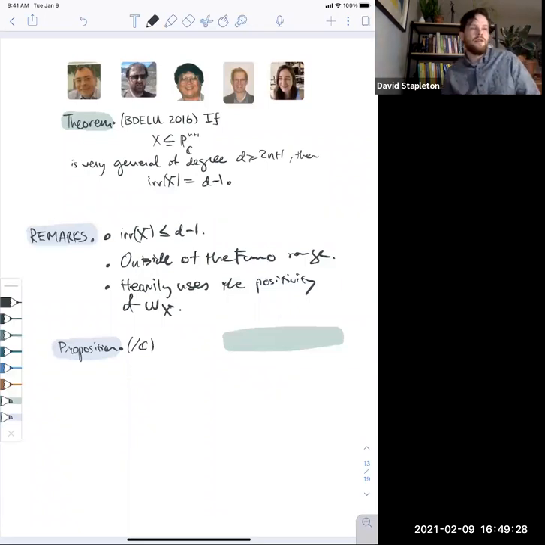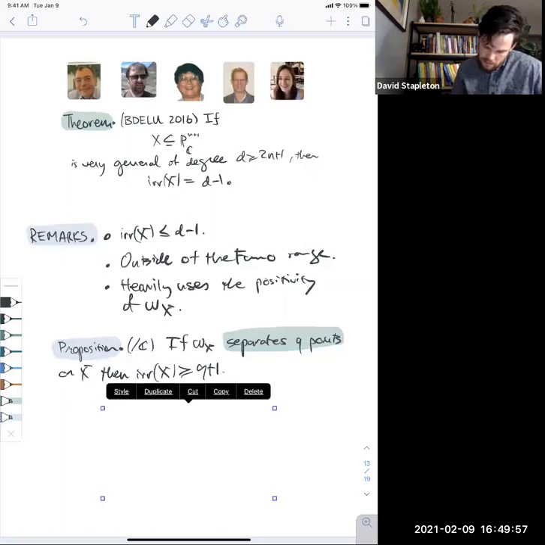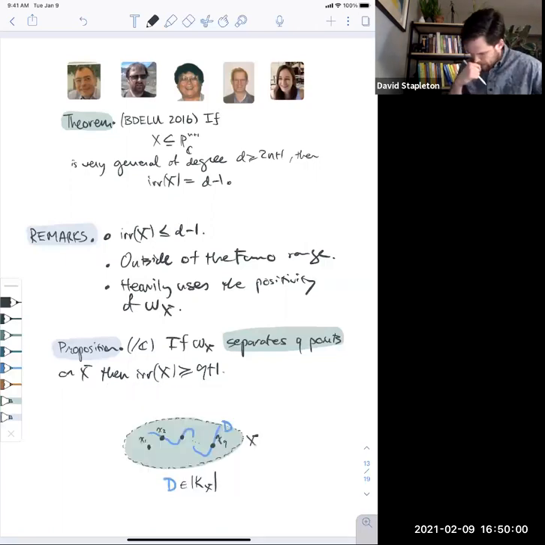Okay, so one way you can see how the positivity is used is if omega X separates Q points on X, then the degree of irrationality of X is at least Q plus 1. Okay, so what do I mean by separates Q points? What it means is that for any collection of Q points in X, you can always find a canonical divisor which vanishes on all but one of them. So this is what I mean by separates Q points.